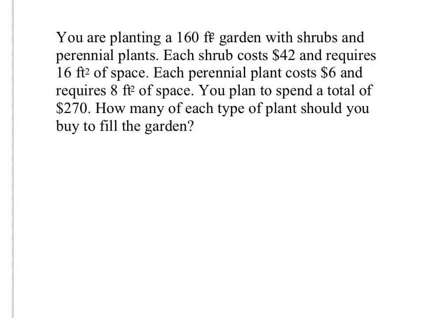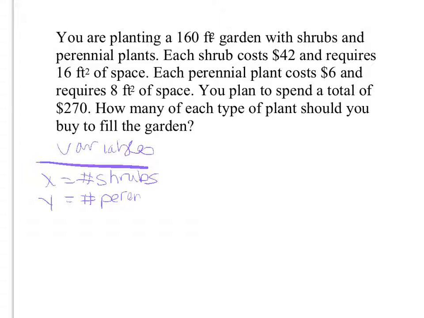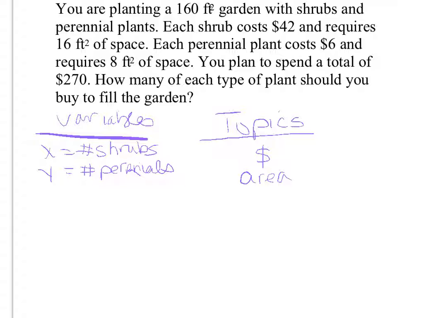We need to first off talk about our variables. We're going to have x be the number of shrubs, and let's have y be the number of perennials. And then we have our topics. Now this is again important. We have to talk about what topics they talk about here. Of course they talked about the price of each shrub, and then they talked about the area that they covered, or the space that they covered. Notice the square feet stuff. So we have those two that we're going to be using to make our equations.